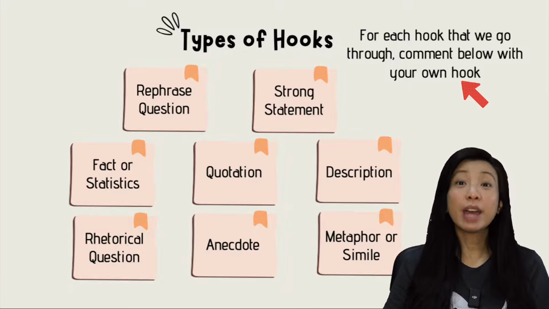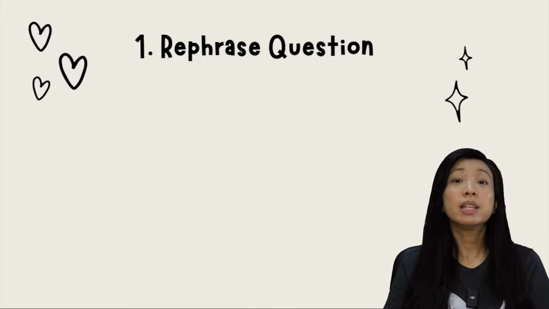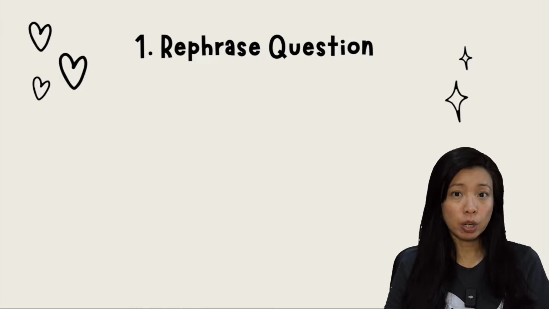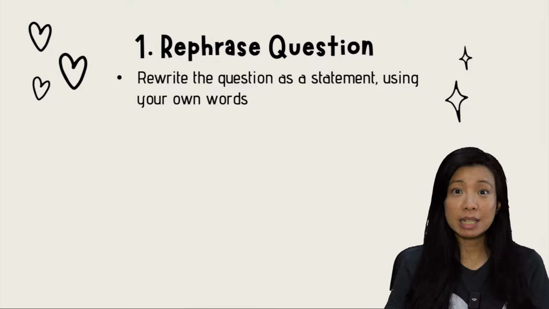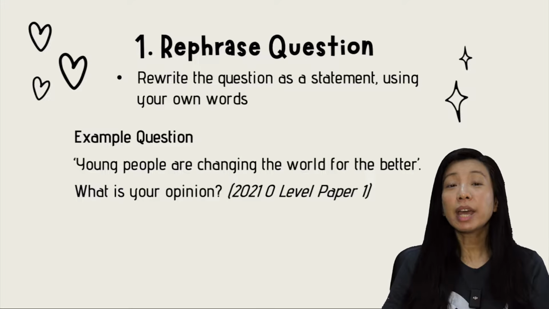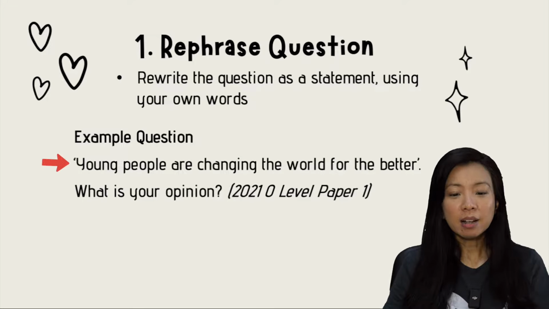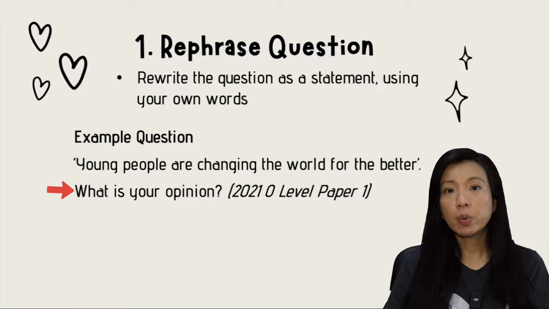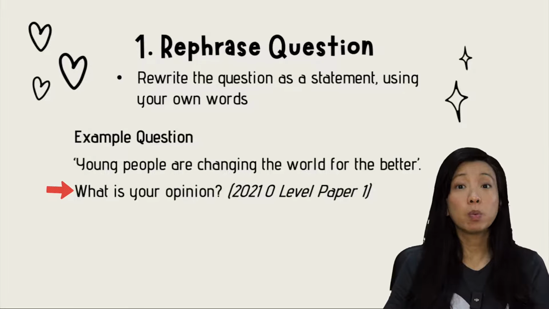Okay, so let's take a look at the first one. The first one is rephrase question. This is one of the simplest hooks, where we rewrite the question as a statement using our own words. Take a look at this example question. Young people are changing the world for the better. What is your opinion? And this is taken from the 2021 O-Level Paper 1.